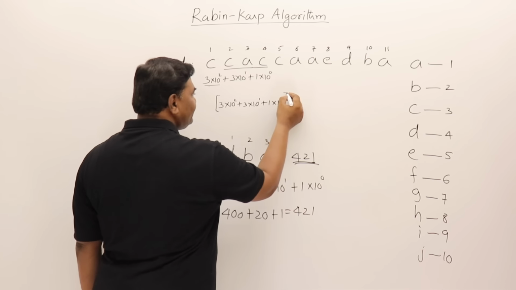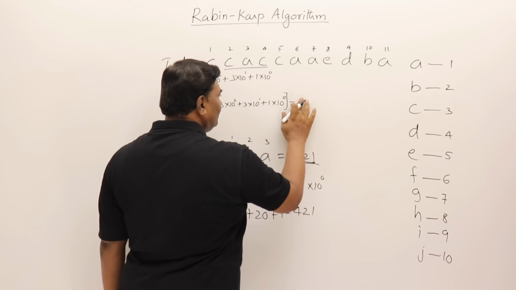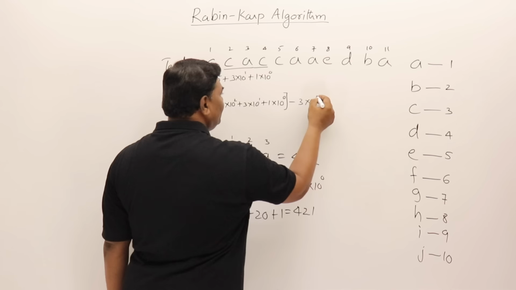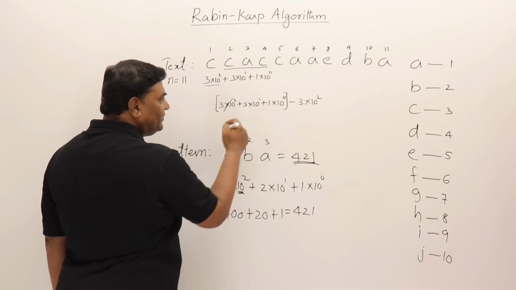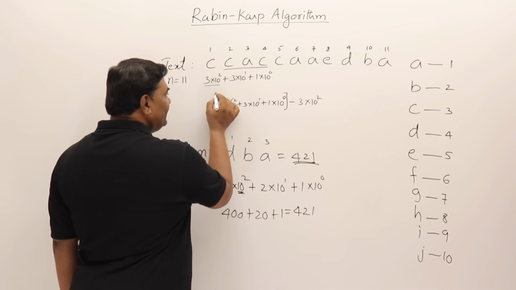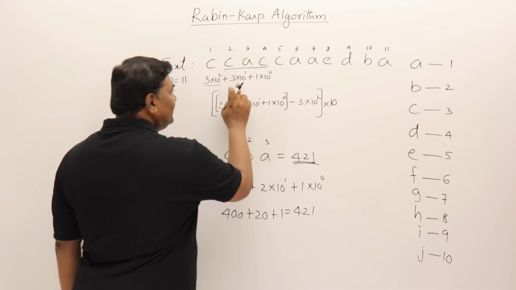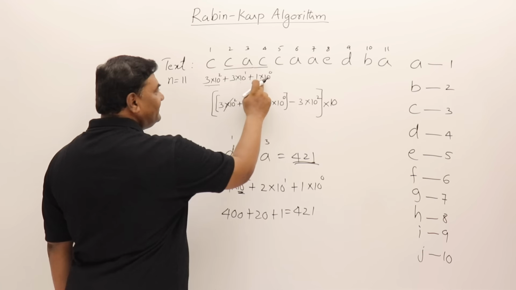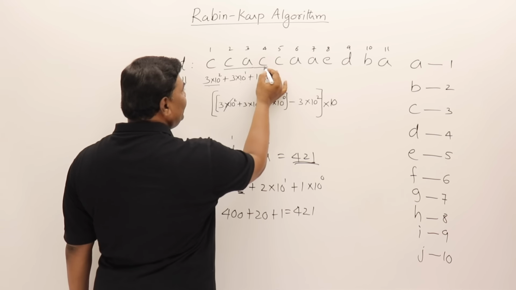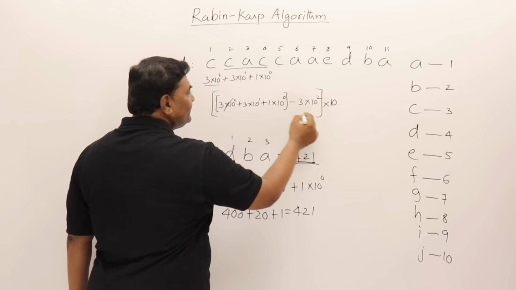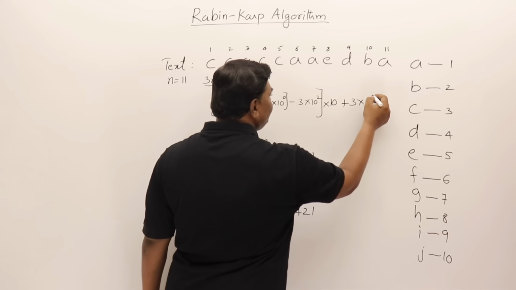So from this, subtract this 3 into 10 square. So 3 into 10 square is subtracted and this term will be gone. If I subtract it, this will be gone, so this portion will be remaining. This entire thing is multiplied by 10, so these numbers will be raised by 10. This becomes 10 square and this becomes 10 power 1. Now I have to include this C also. So plus the C code, which is 3 into 10 power 0.